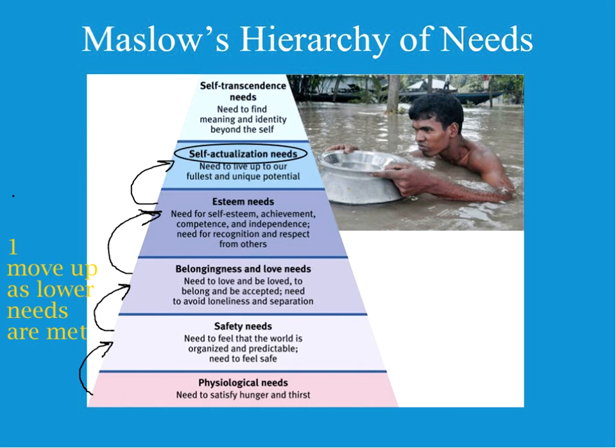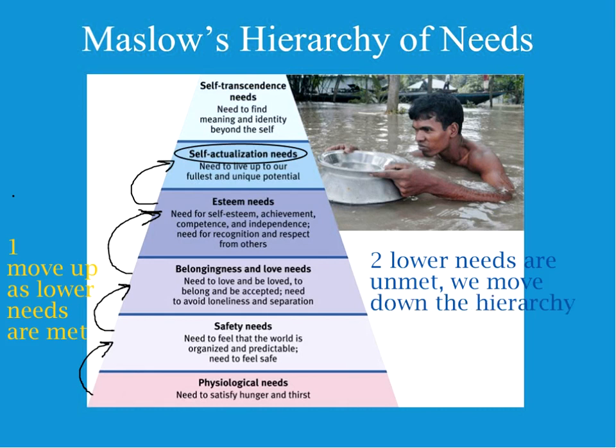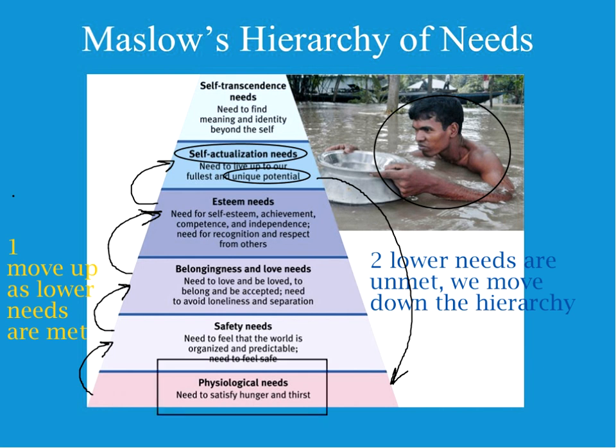Again, this is from Maslow. Part two that I want you to get is this idea that if lower needs are unmet, then we move down the hierarchy. Right? So if something happens, and that's what we're depicting here with this poor, unfortunate soul, right? His village, his town has been flooded, and he's trying to find his next meal. So if he was up here striving towards fulfilling his unique potential, not so much anymore. I'm going to jump down here and figure out where my next meal is going to come from and where I'm going to be sleeping tonight, because that bottom rung on this ladder has become really, really wobbly. Right, I need to jump down to that. If the lower needs are unmet, we then move down the hierarchy. Okay? Those are the two things I want you to understand.